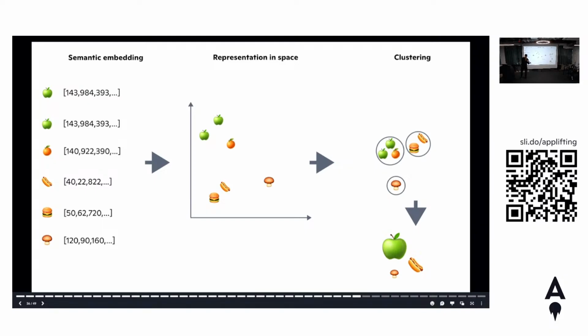We can look into the brains of LLMs and see the representation of the apple or orange or hot dog. The cool thing is that if you plot it into an n-dimensional space, similar concepts are clustered together. For example, fruits are together, junk food is together, mushrooms would be together. So you can exploit this property of these embeddings to group similar concepts together.